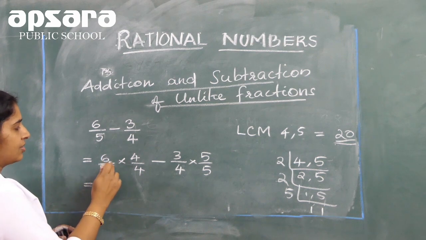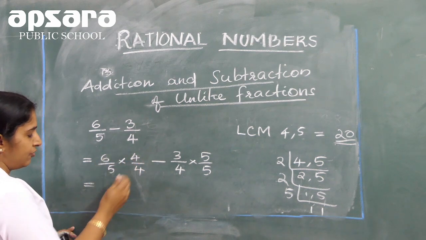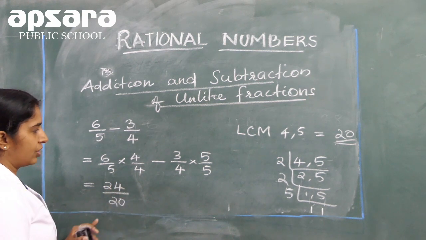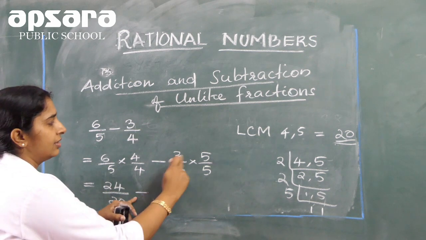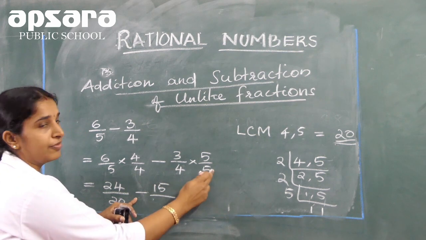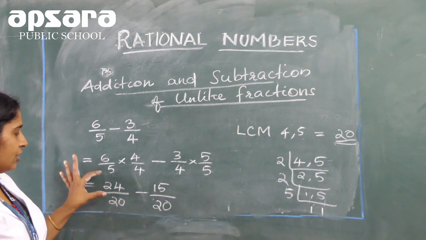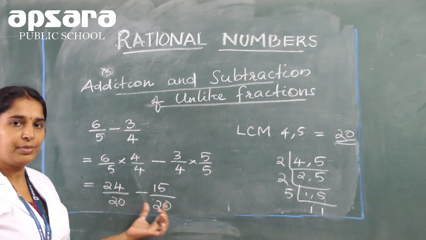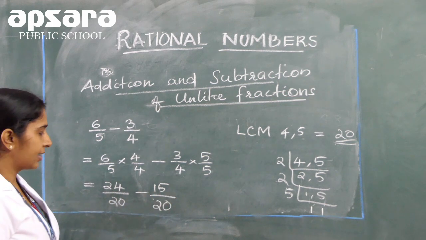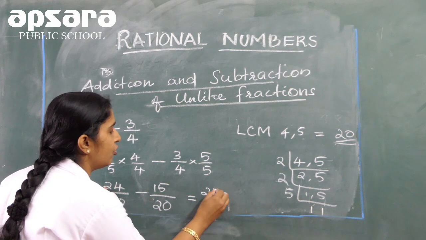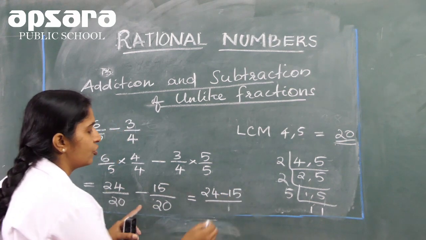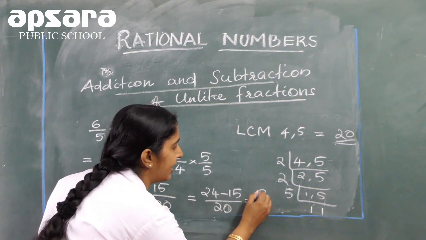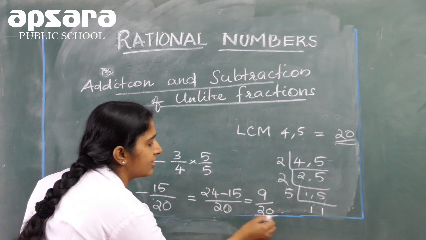Next. 6 by 5 into 4 by 4 is equal to 6 into 4, 6 4s are 24, 5 4s are 20, minus 3 5s are 15 by 4 5s are 20. Now say 24 by 20 minus 15 by 20. Here the two fractions have the same denominator, so you can directly subtract: 24 minus 15 by 20. What is 24 minus 15? Yes, it is 9. 9 by 20 is the answer.